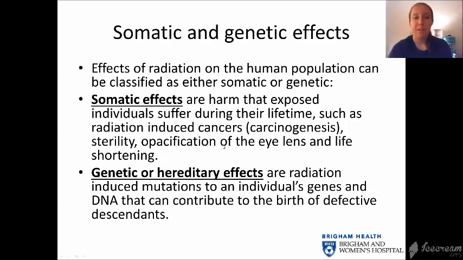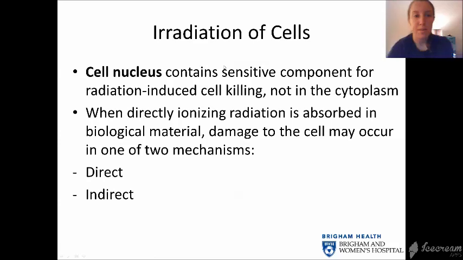So the effects of radiation on human population can be classified as either somatic or genetic, which is why that matters. Somatic effects are harm that exposed individuals suffer during their lifetime, such as radiation-induced cancers like carcinogenesis, sterility, opacification of the eye lens, etc. Genetic or hereditary effects are radiation-induced mutations to an individual's genes and DNA that can contribute to the birth of defective descendants. The cell nucleus contains a sensitive component for radiation-induced cell killing, not the cytoplasm.